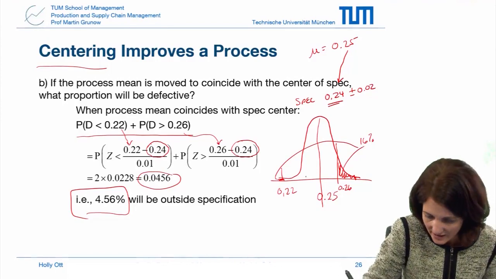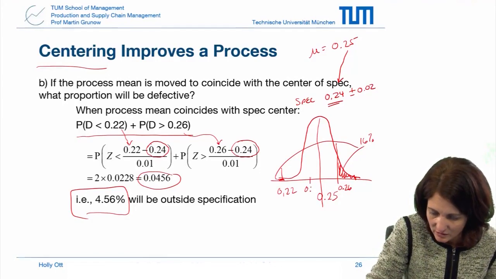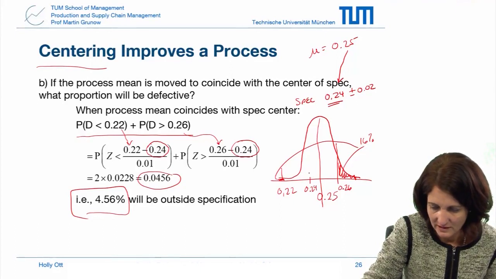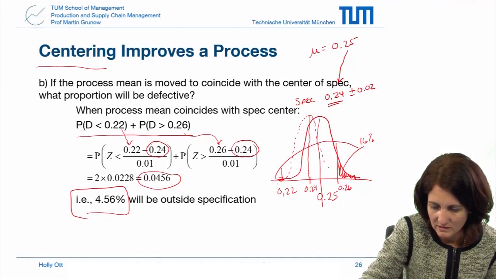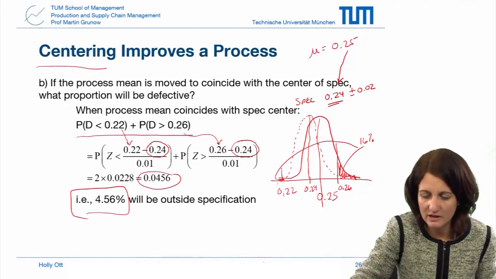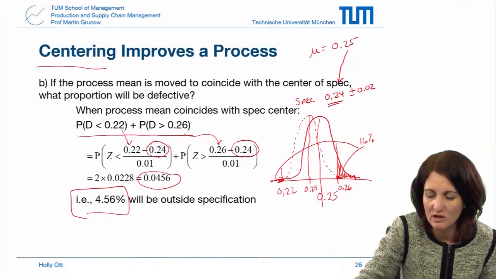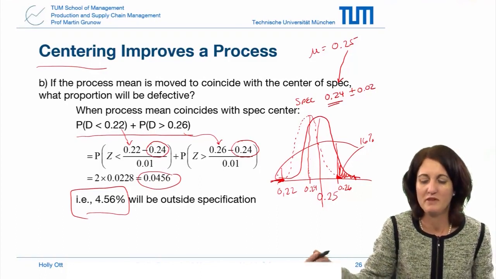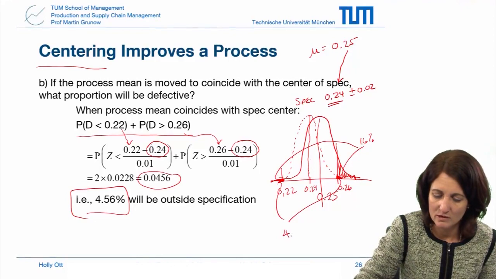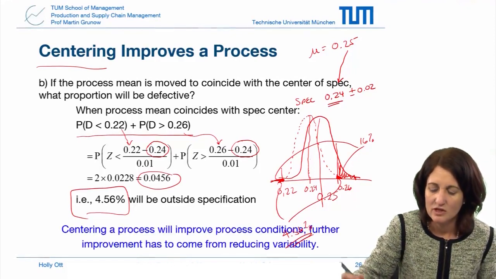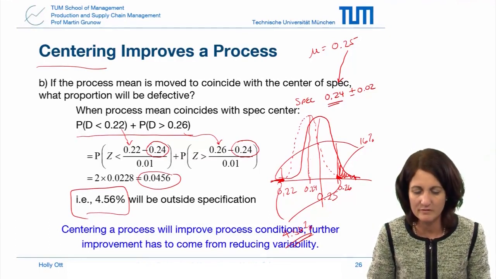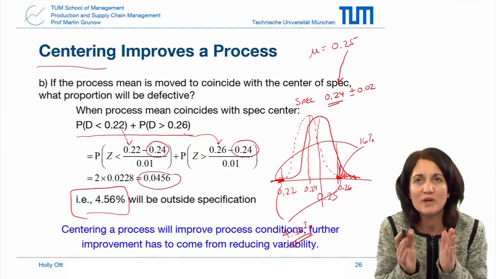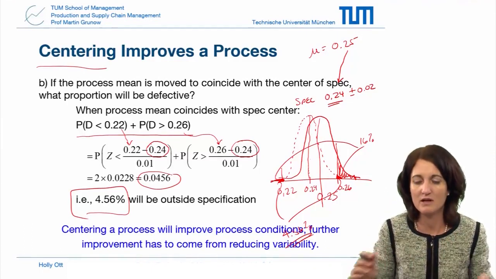Now I don't have another color pen. This is our target, 0.24. If we shift our distribution so that it's over the target, these two little tails will be much smaller. Difficult to see here on my picture, but these two small tails will only be 4.56%. So, centering a process will improve the process conditions. Further improvement has to come, though, from actually reducing the variability of our normal distribution.